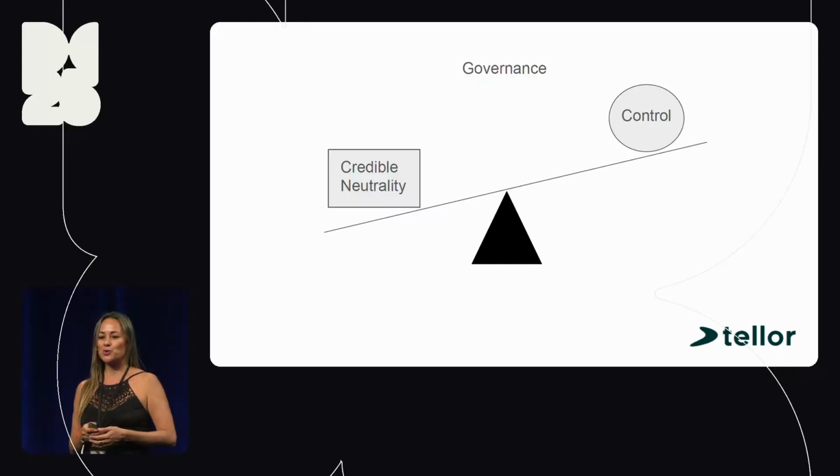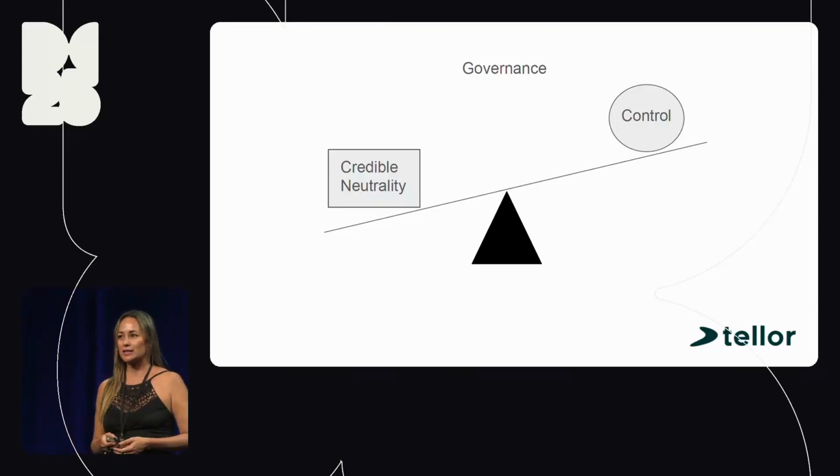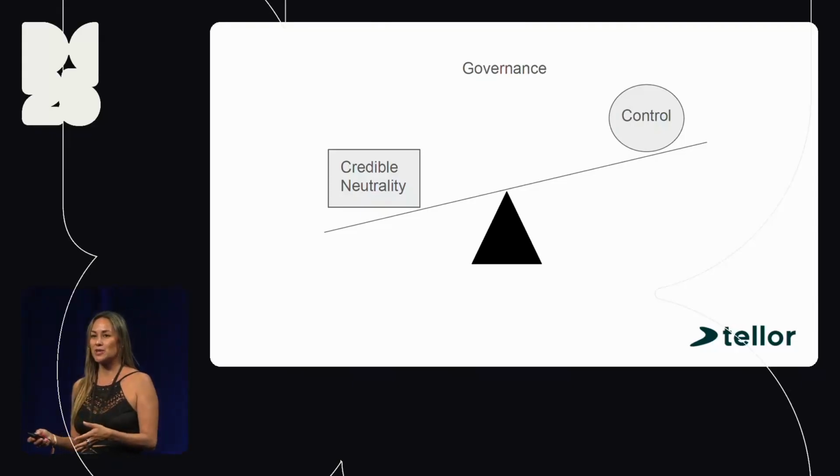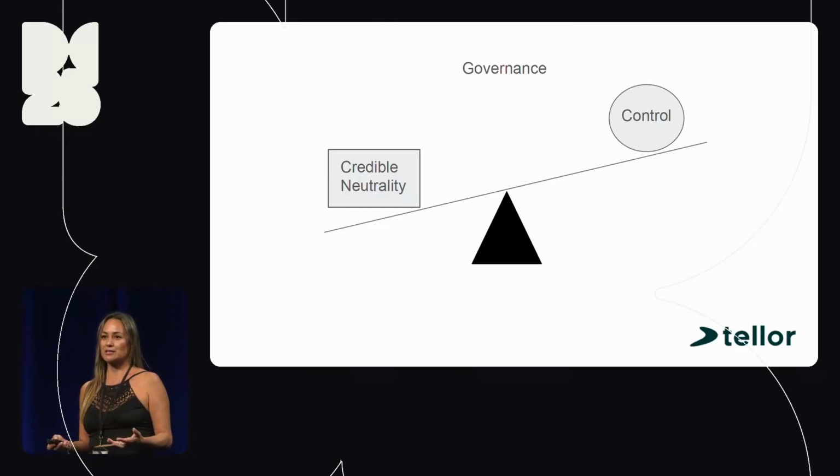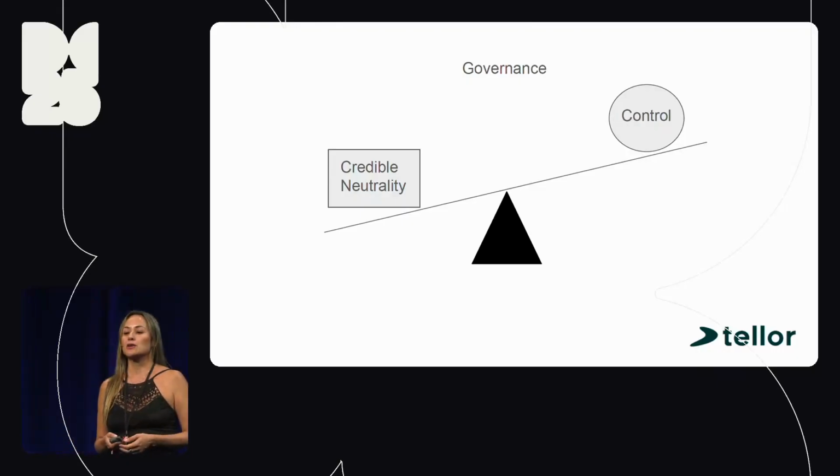So if you throw out credible neutrality and you're just going to control your system, there are better and more efficient ways to do that. There's databases. We've been using those for many, many years. So that's where you have to strike a balance.